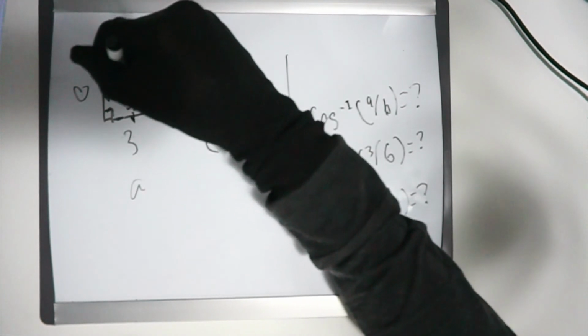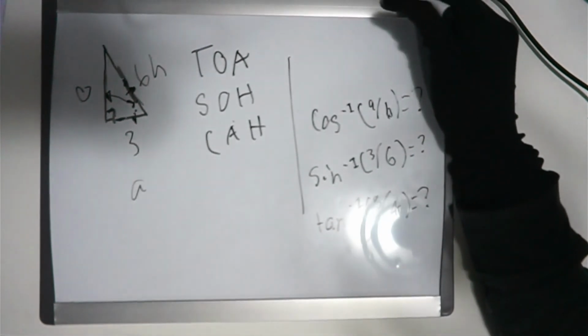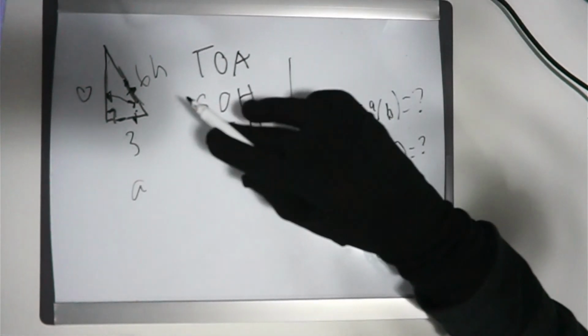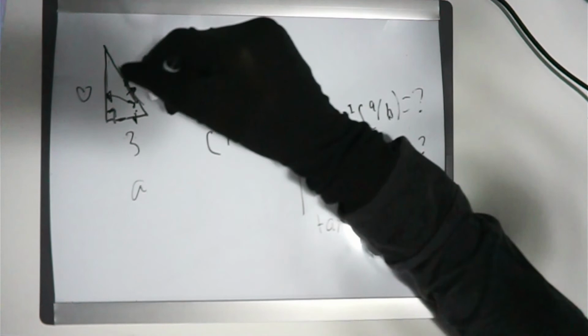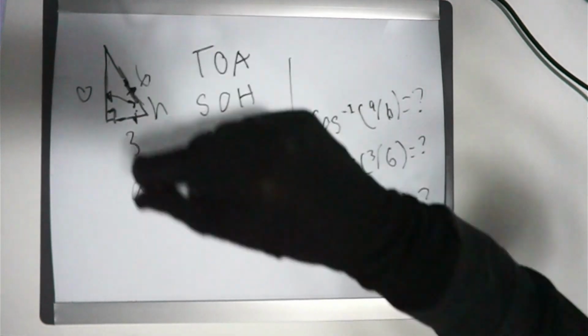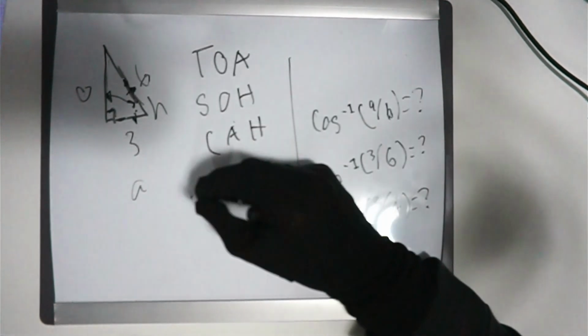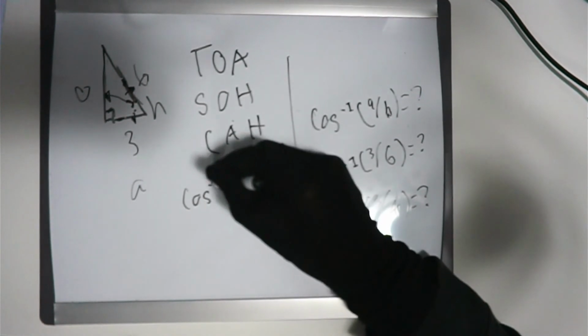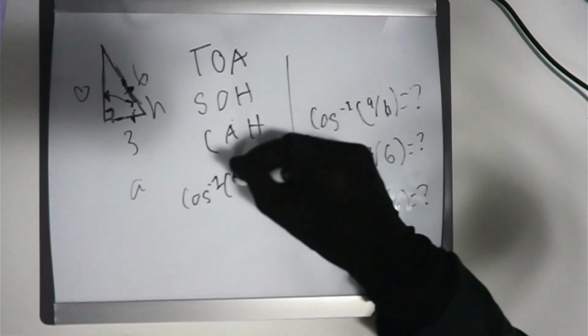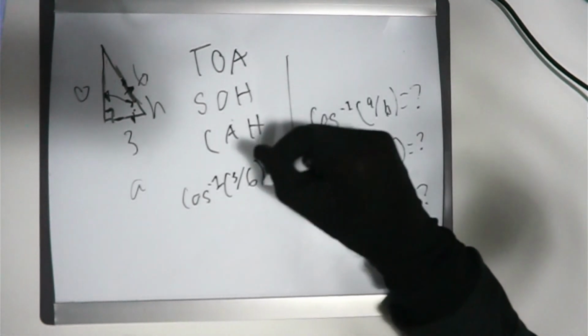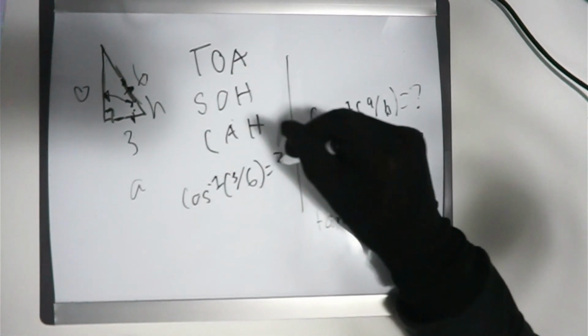So here's the question mark. And we know we have that is CAH. So we have the adjacent and hypotenuse, which means cosine -1, adjacent over hypotenuse, which would be the question mark here.